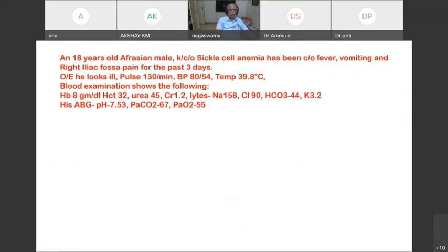An 18-year-old Asian male, a known case of sickle cell anemia, comes with fever, vomiting, and right-sided abdominal pain for 3 days. On examination, he looks ill, pulse is 130, BP 80 by 54, temperature 39.8. Investigations show hemoglobin 8 grams, hematocrit 32, urea 45, creatinine 1.2, electrolytes: sodium 158, chloride 90, bicarbonate 44, potassium 3.2. The ABG is pH 7.53, PaCO2 67, PaO2 55. Interpret the values of ABG and electrolytes.